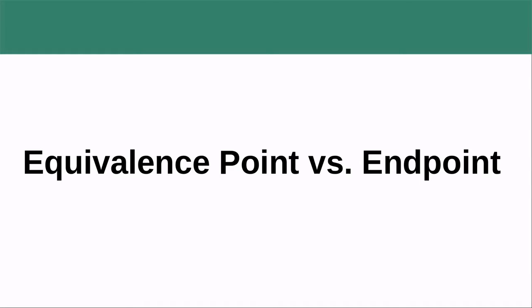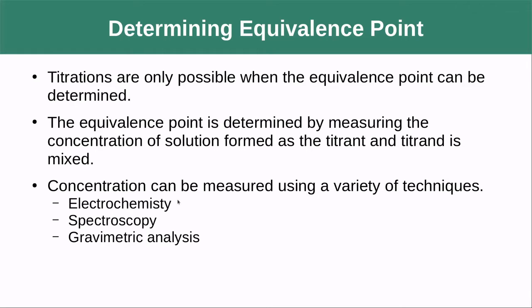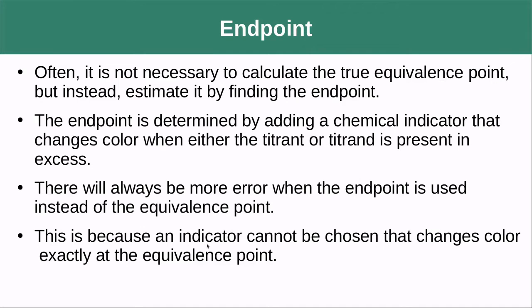Equivalence point versus end point. So to determine the equivalence point, titrations are only possible when the equivalence points can be determined. The equivalence point is determined by measuring the concentration of solution formed as the titrant and titrand is mixed. Concentration can be measured using a variety of techniques that we've seen. These could be electrochemical techniques, spectroscopy, gravimetric analysis. There are many other ways that we could do this as well.